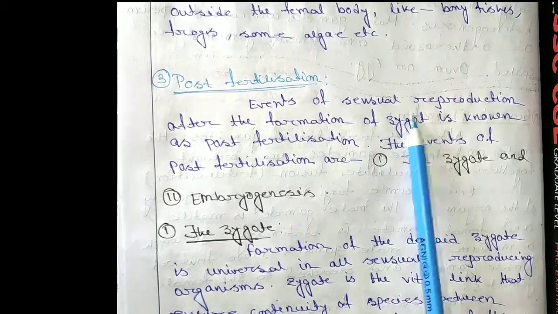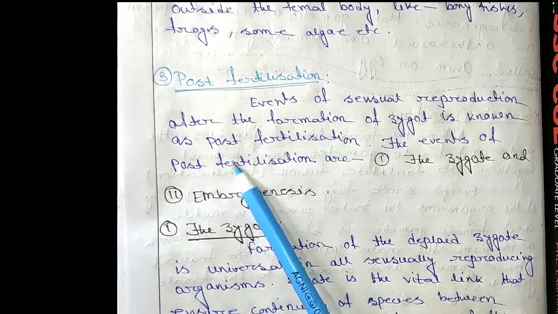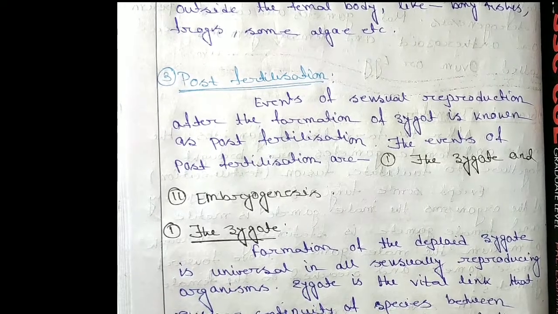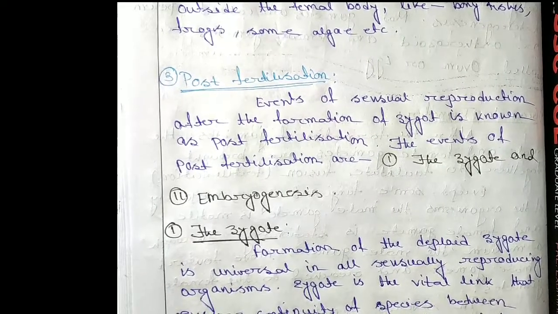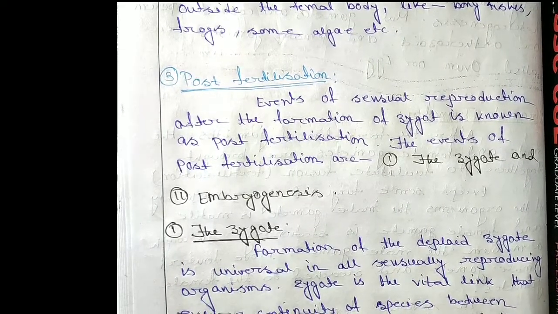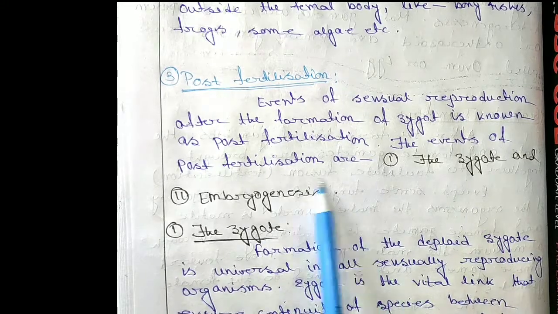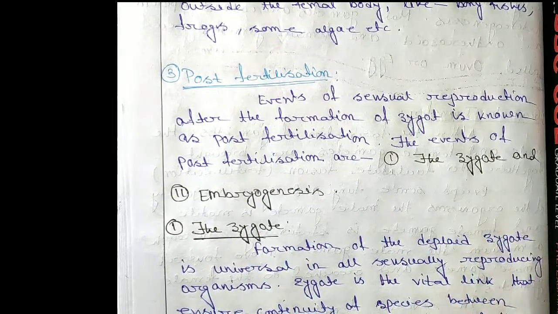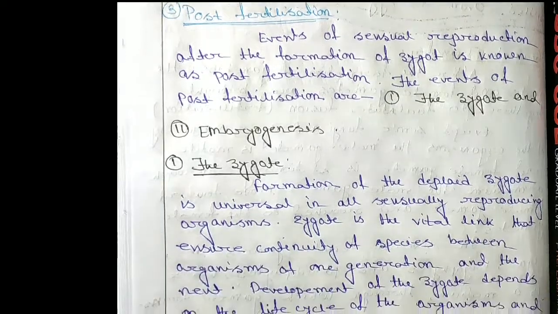Post-fertilization. Events of sexual reproduction after the formation of the zygote are known as post-fertilization. That means the events that occur after fertilization or zygote formation are known as post-fertilization. The events of post-fertilization are the zygote and embryogenesis. Now about the zygote.